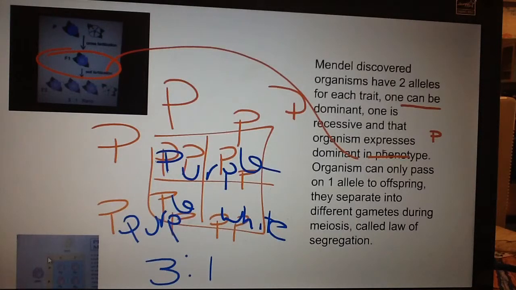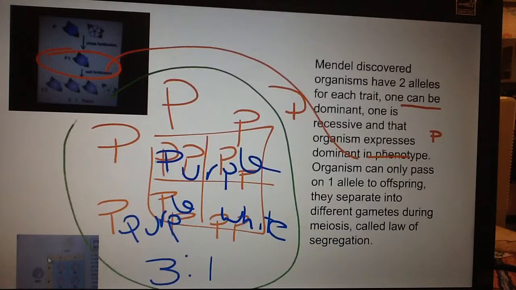Now, however, that organism can only pass on one of those alleles, and that is this Punnett square that we're looking at here. When they pass on, those alleles separate. Therefore, during meiosis, we're segregating the alleles, creating a new offspring. And the new offspring, which is our F2 generation right here, could be purple, or in this case, there's the one that turned out white. And that's the law of segregation.